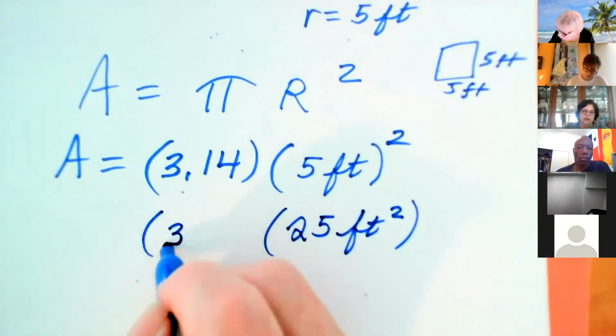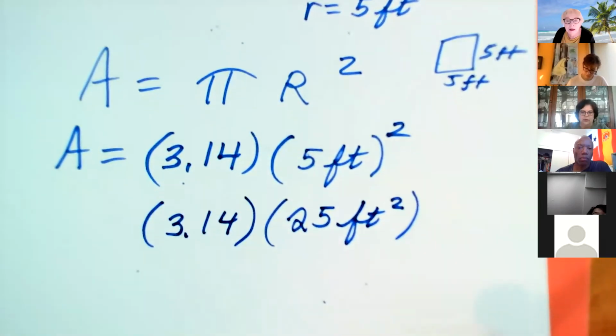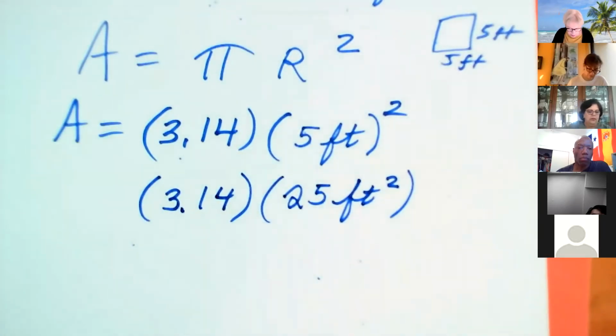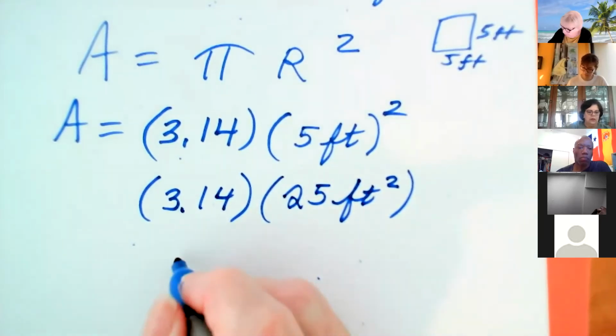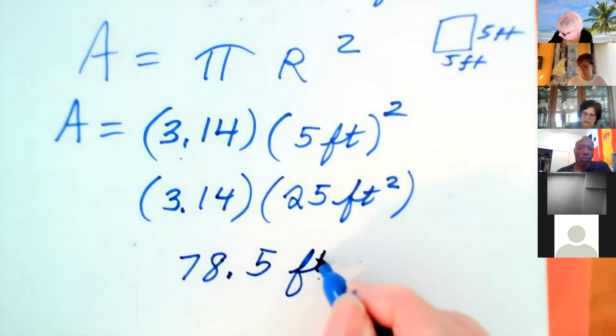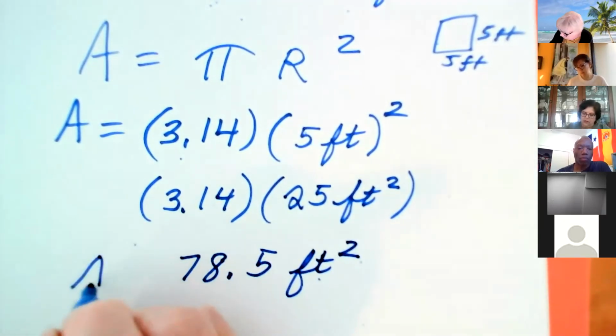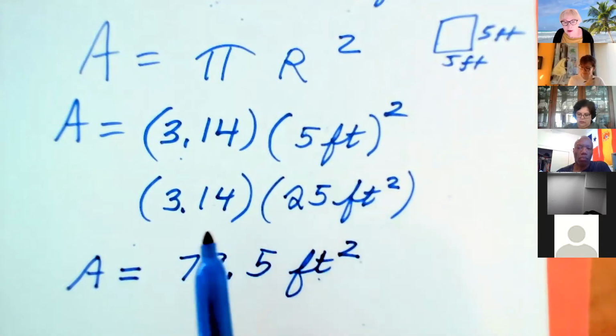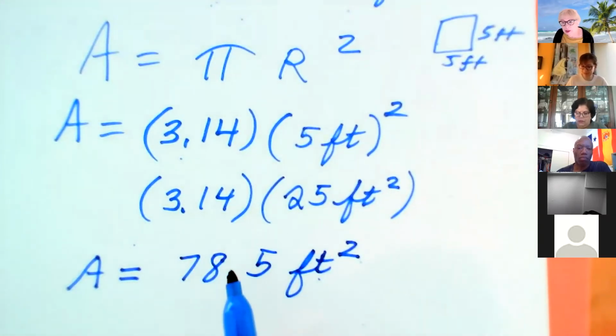And then you would multiply that by 3.14. I think it's 78 point something. 3.14 times 25 is 78.5. Okay, I used the calculator, although I used this example before, so I knew it was 78 something.